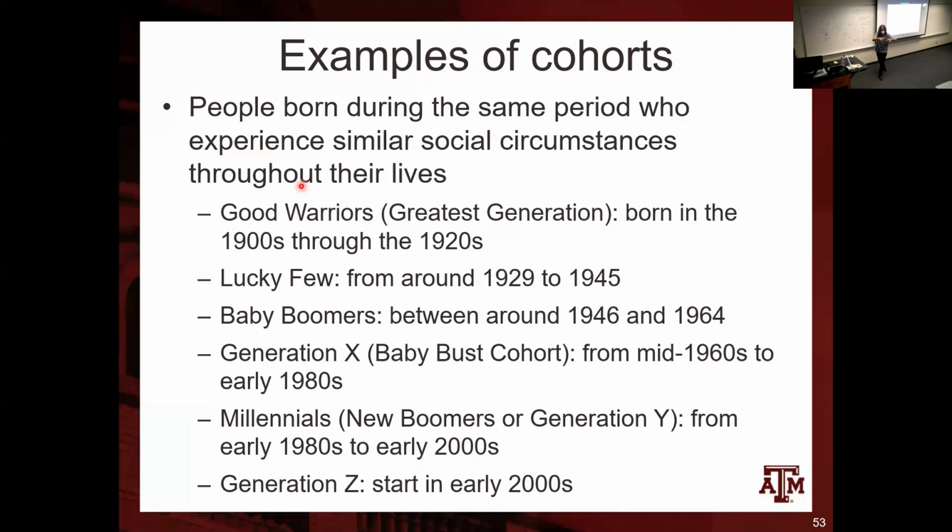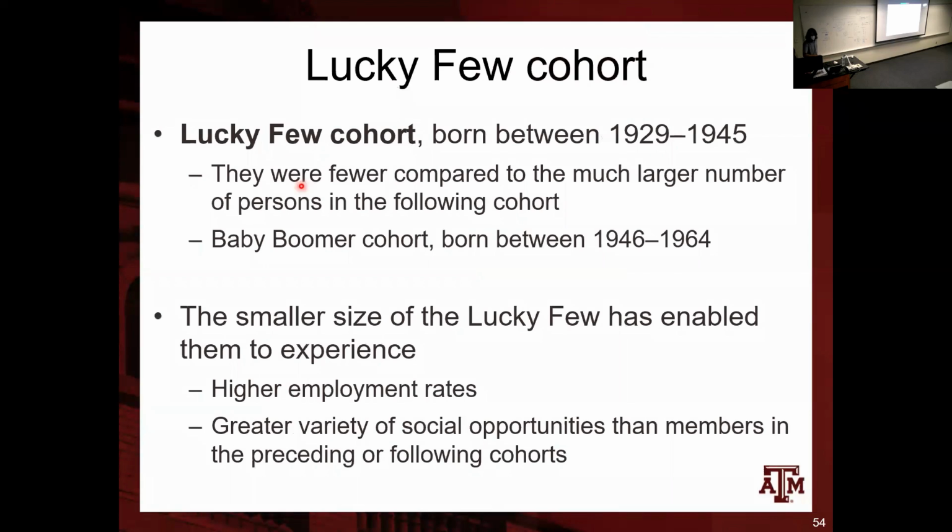So just an overall idea of how we can classify birth cohorts. The lucky cohort was fewer compared to the much larger numbers of people in the following cohort, for example, the baby boomers, when we have an increase in fertility and that cohort increased a lot. The smaller size of the lucky few has enabled them to experience higher employment rates and a greater variety of social opportunities than members in the preceding and following cohorts. Okay?